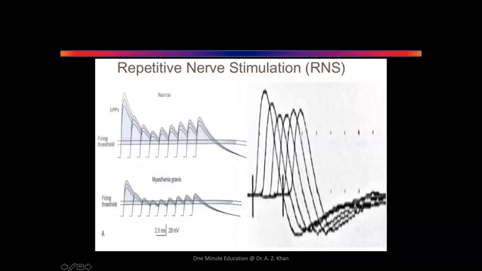Okay, what is this? Which test is this? Thoracic people must know this. Repetitive nerve stimulation. What disease do you do this in?